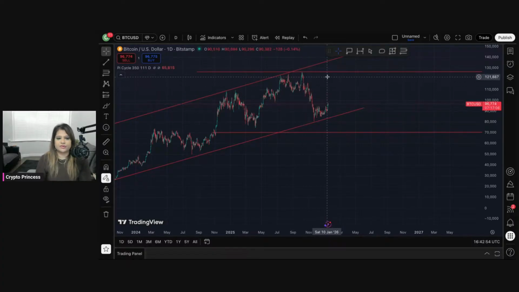So what I'm waiting for, to say okay, the bull run is back on, is for this level to be broken and ideally to come up to this trend line. If that does not happen, then I think we'll range between 126 and 70 for maybe the next year. No idea. I don't know.